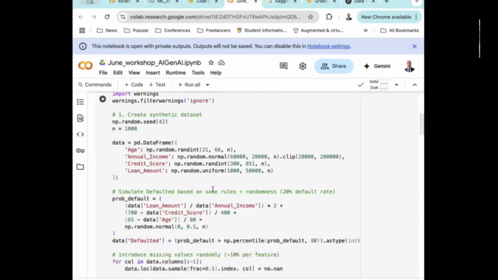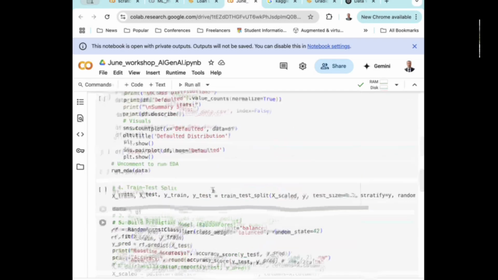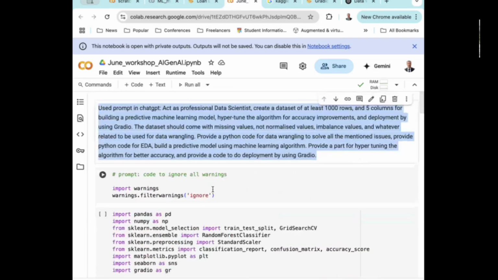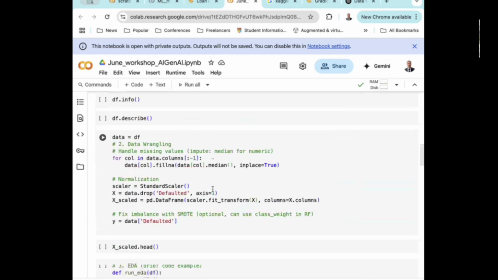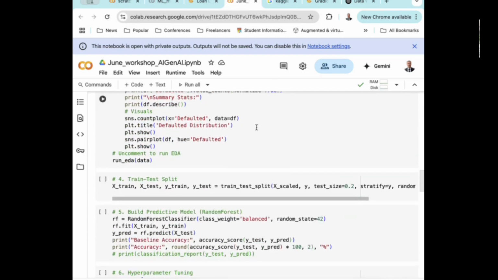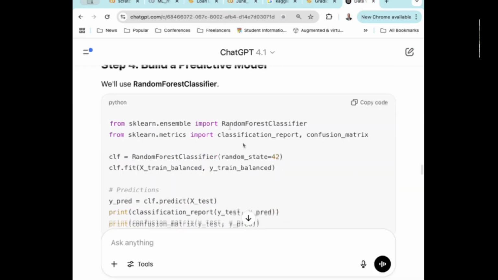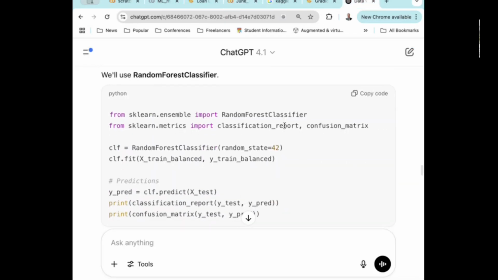It's exploratory data analysis. It takes time to run the code. Let me show you the results. Oh, here also it's going to take time. All right, then you run the code on your side. No worries. Then building the predictive model, also using random forests.